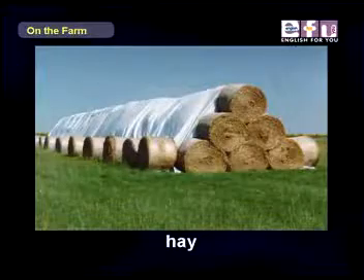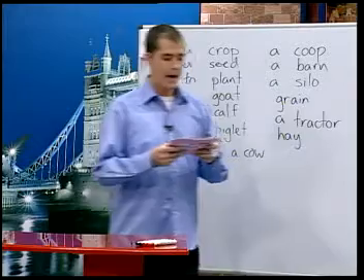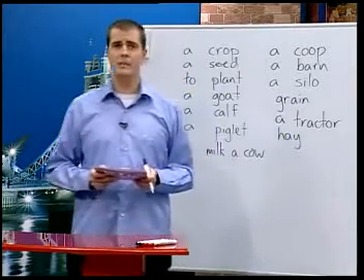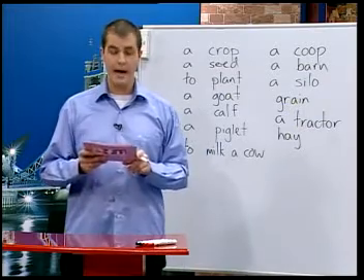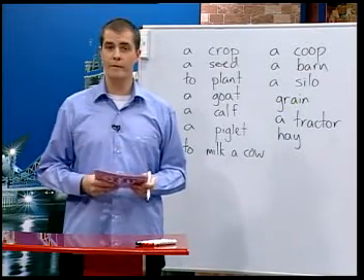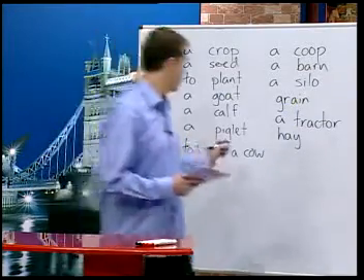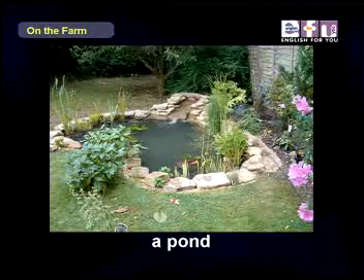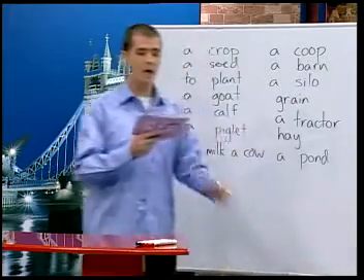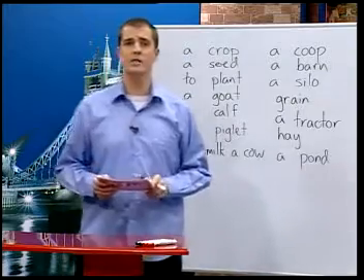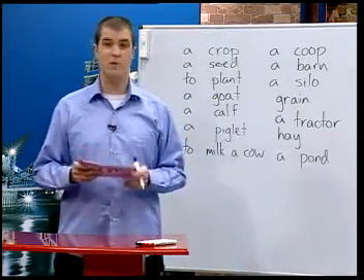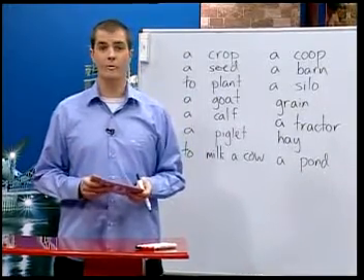Two more. We have hay. Hay is long grass that has been cut and dried, and it is often used as food for farm animals. And finally, we have a pond. A pond is a small area of still water. There is usually a pond on a farm.